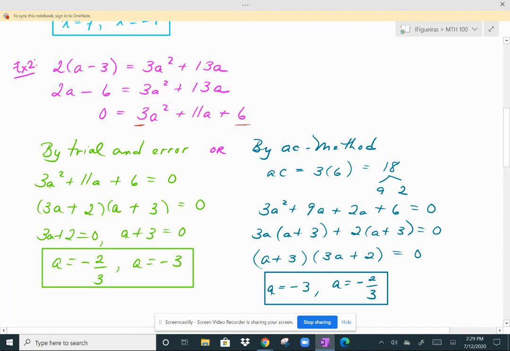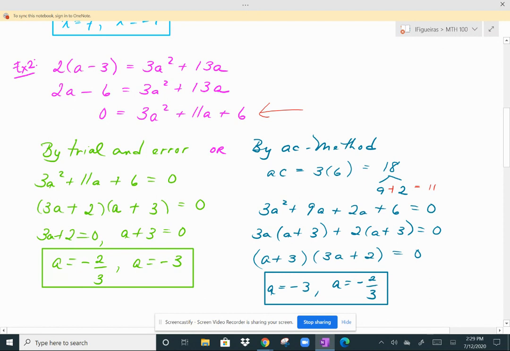And then I want to figure out two numbers that multiply together to give me 18, but when I add them, I get 11. And again, why 11? Because that's your middle term. So the two numbers that will work are 9 and 2, because 9 times 2 is 18, but 9 plus 2 is 11.